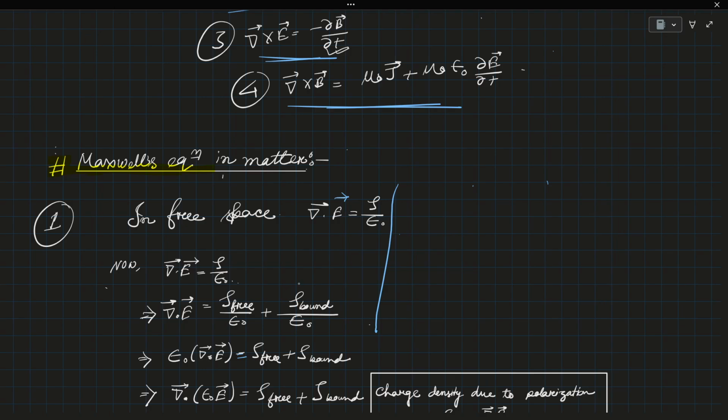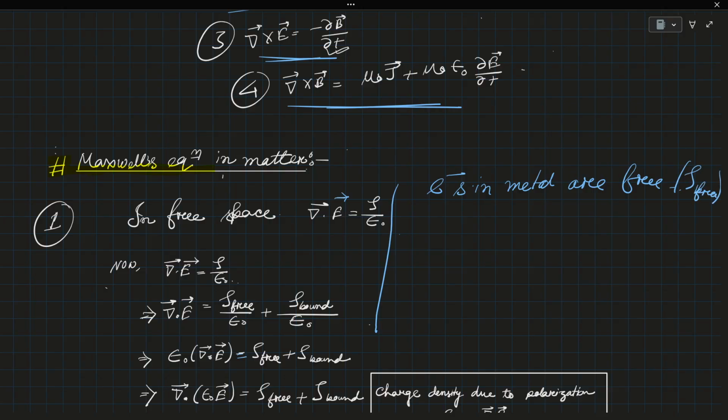So what is the concept of free charge and bound charge? In metal, all the electrons are free, they can move anywhere. So those are free electrons. Let me write it down: electrons in metal are free. So the charge density will be the free charge density, that is rho free.